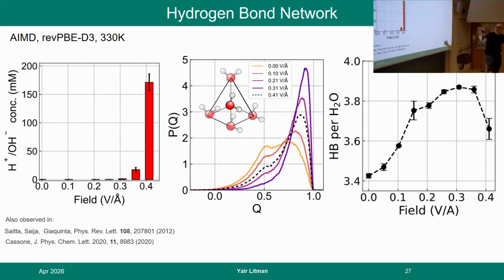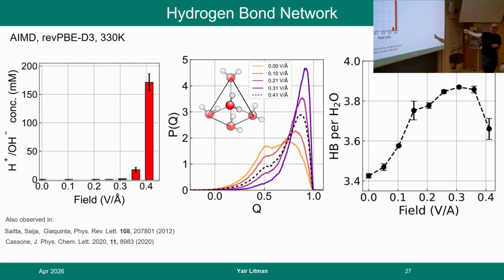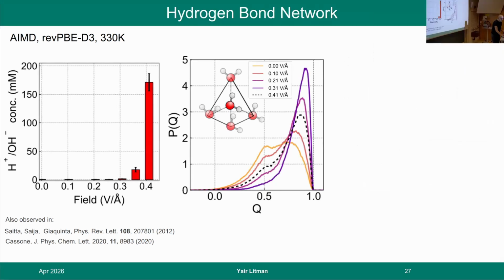The first thing I have to tell you is that in my simulations, when I start applying these fields, I start to see dissociation spontaneously. Here, basically, when I reach 0.35 or 0.4, I have a huge concentration of ions on average. This means water dissociates and recombines, but it does so pretty fast. So on average, I have this concentration.